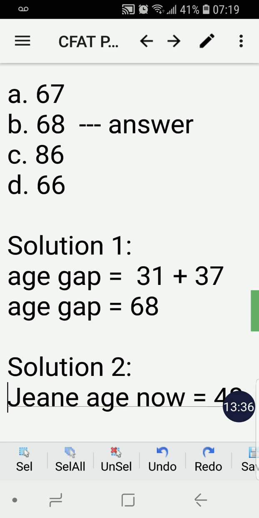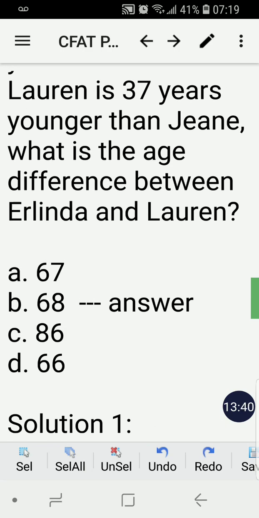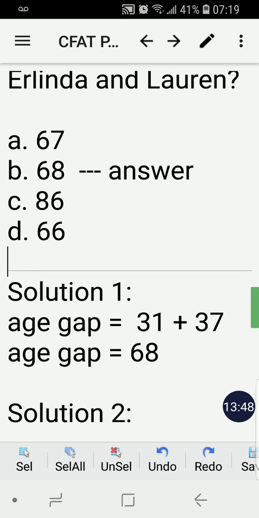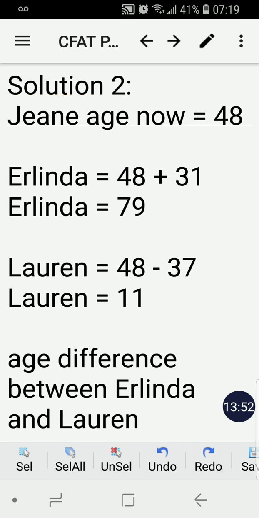When it comes to Lauren, she is the youngest of the three. The age difference is 37 years. Lauren is 37 years younger than Jean, and we know Jean is 48 now. So to determine Lauren's age, we need to minus. So 48 minus 37 is equal to 11.